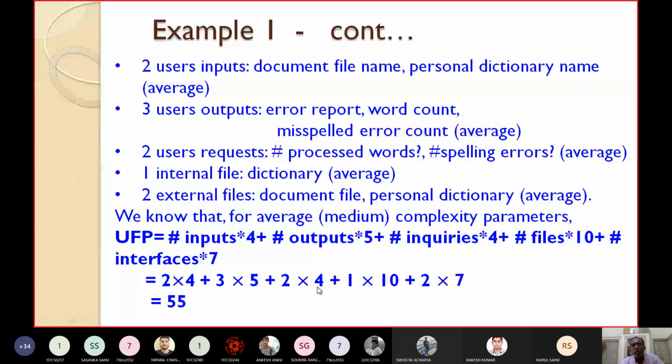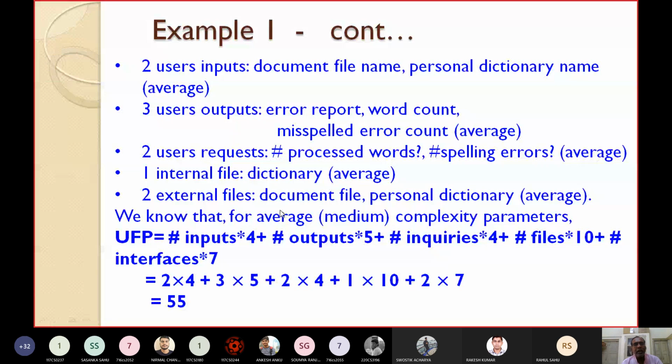Already given 4. Then number of files. How many number of files? You can see only 1. And what is this complexity value? It is what? 10. And how many number of interfaces? You can see 2 interfaces. And what is the complexity? 7. So then solve this equation. So if you will multiply and then add, the value is coming to 55. That means the unadjusted function point for this spell checker software is coming to be 55.